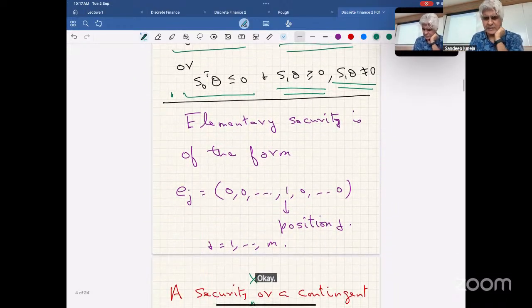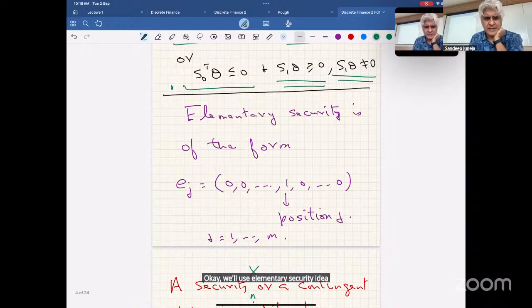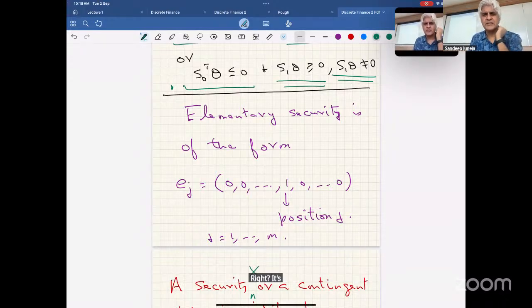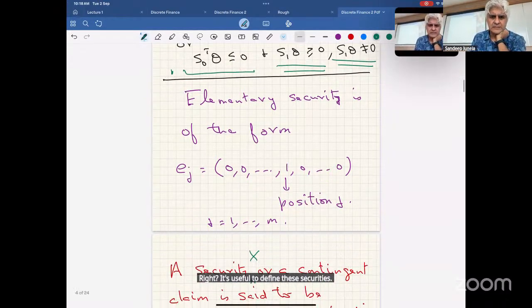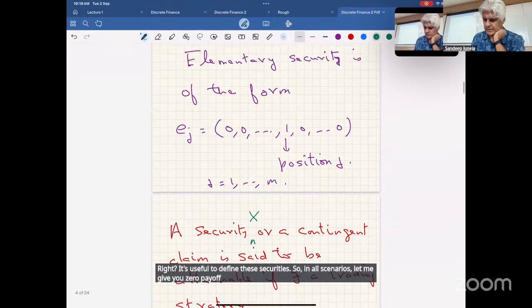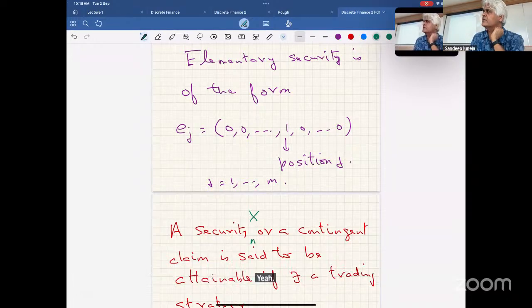Okay, we'll use the elementary security idea later, but the idea is it's just a security which gives you 1 unit in scenario j, right? It's useful to define these securities. So in all other scenarios it will give you 0 payoff, and in scenario j it gives you 1.